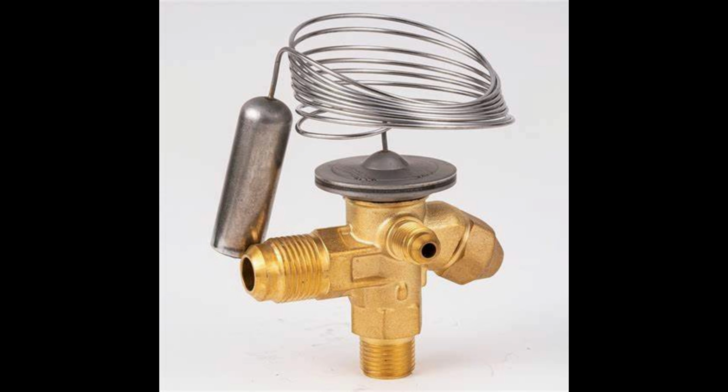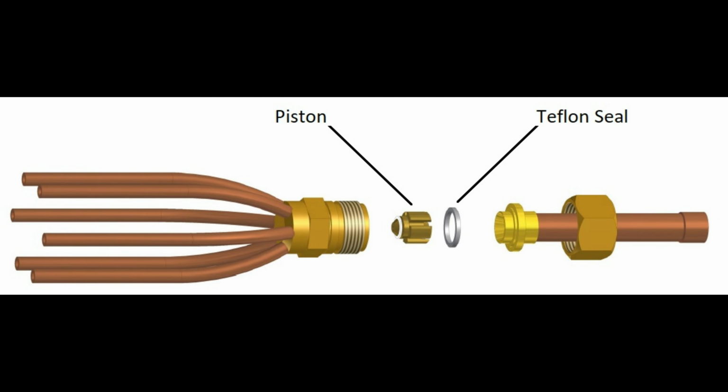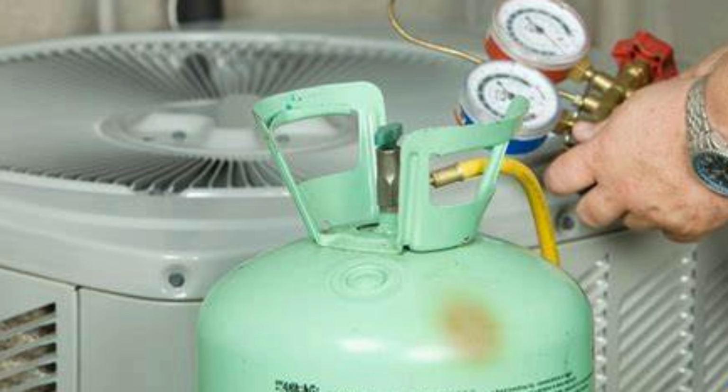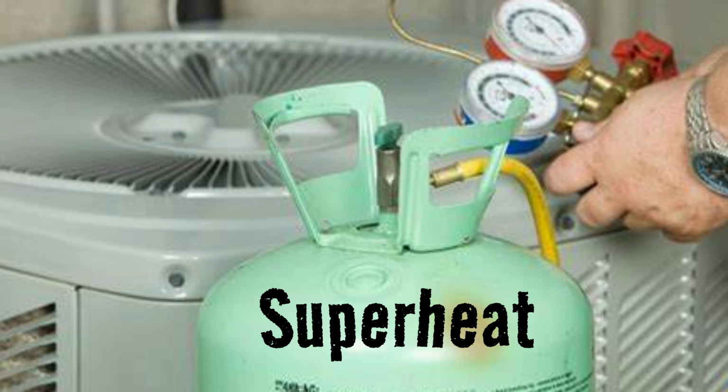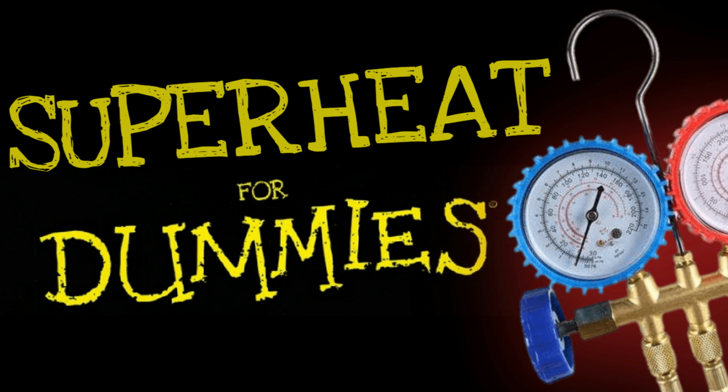Now, this subcooling method of charging a system is reserved for evaporator coils that have thermal expansion valves on them. If we have a fixed orifice, like you might see in older R22 systems, we generally go by superheat. Now, if you haven't seen it already, I do have a video on superheat. I will link it in the description below.